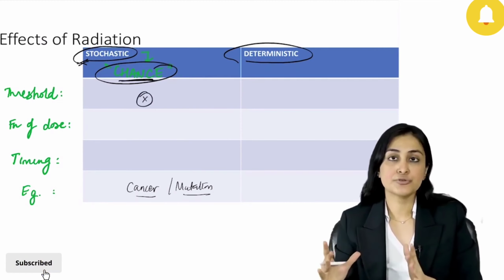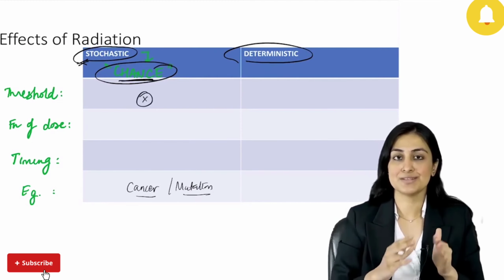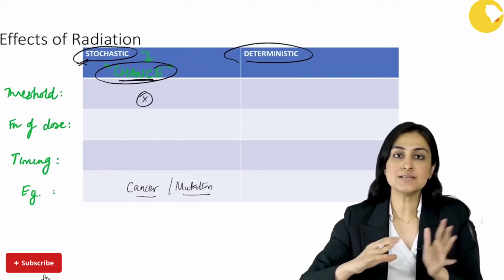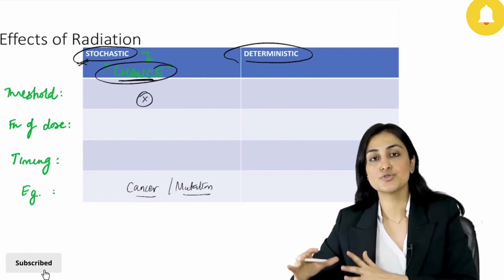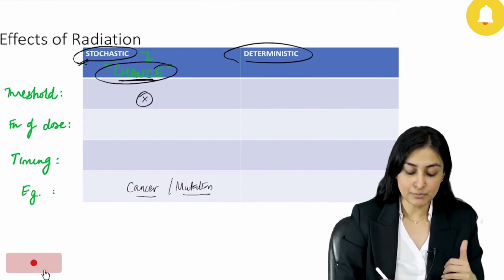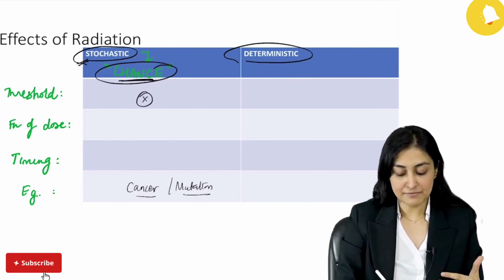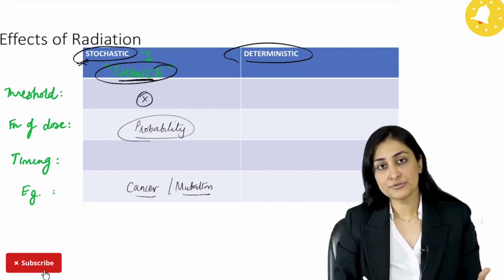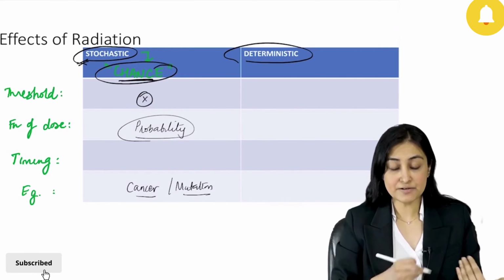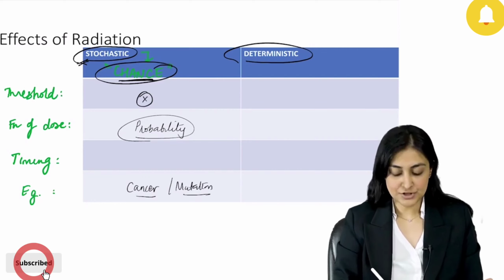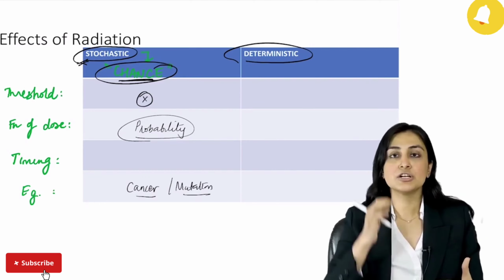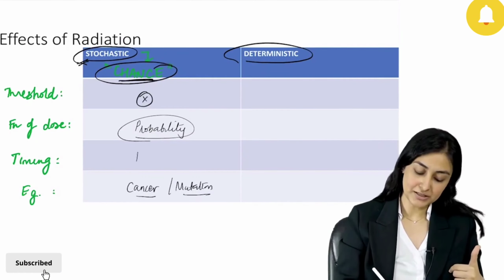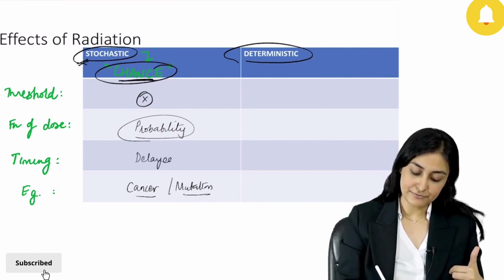What is the function of dose? The likelihood increases as he receives more and more dose of radiation, so probability of developing a cancer increases with the amount of radiation, right? So probability is a function of the dose, and is it going to be an immediate side effect or a delayed side effect? This is going to be a delayed side effect.